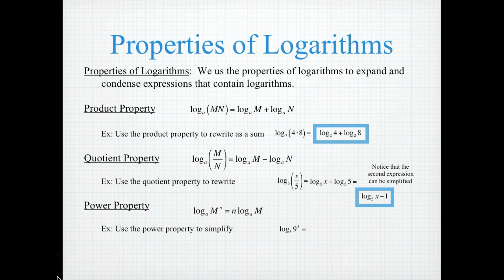So an example of the power property, log base 3 of 9 to the 4th is equal to, we take that 4th power of 9 to the 4th, pull it out in front, and that becomes 4 times log base 3 of 9. Notice that the logarithmic expression can be simplified. So log base 3 of 9 is equal to 2. So that's 4 times 2, which is equal to 8.